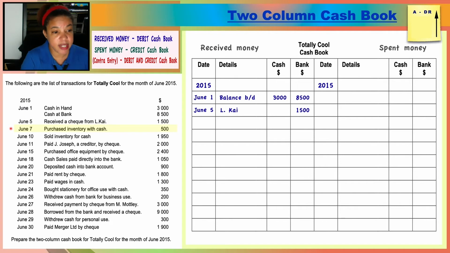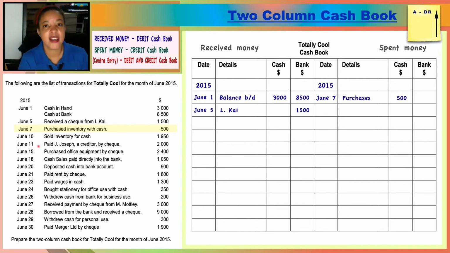So June 7th, purchase inventory, meaning purchase means that you spent money. So that means you're on this side, the credit side. So you just put the date, June 7th. Purchase inventory. The account for purchase inventory is always purchases. And then you purchased it with cash. So you go under the cash column and you put how much you purchased it for, 500.